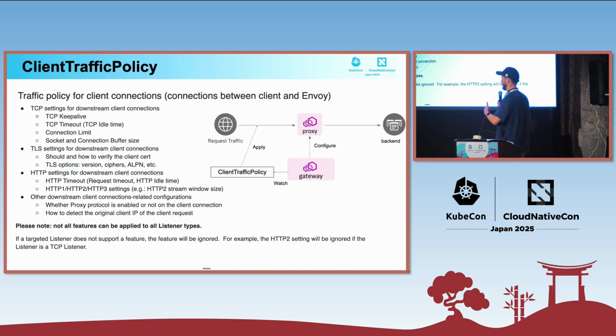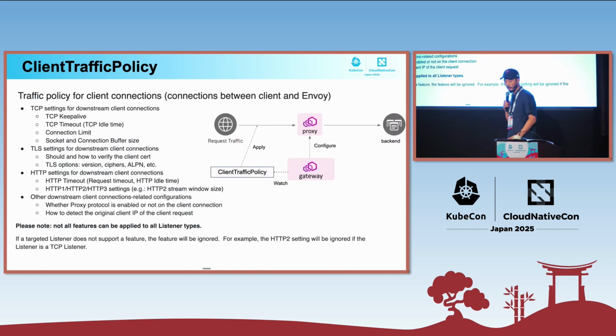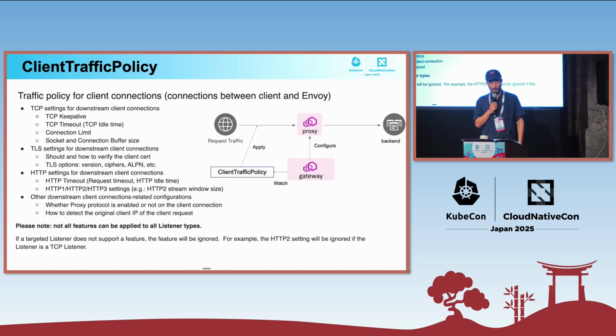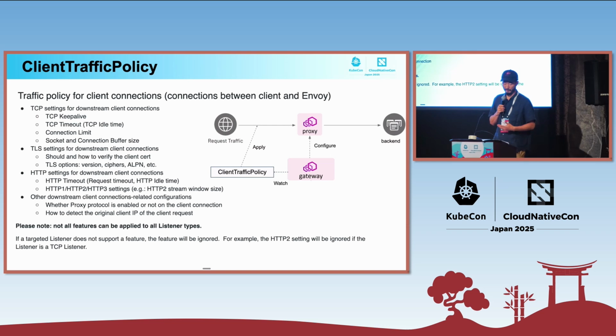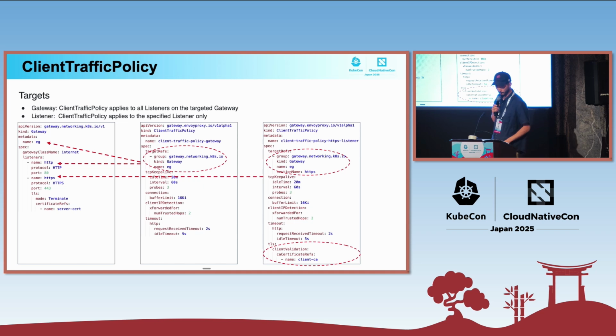Let's take a closer look at these policies. The first one is the ClientTrafficPolicy. This policy allows you to configure a bunch of low-level connection settings for the connection between the client and the Envoy. For example, you can configure TCP timeout, enable mTLS, and configure protocol-specific behavior for HTTP 1, 2, 3. I won't go through all the settings, a lot of stuff you can dig into later if you are interested. So this is how you can apply it.